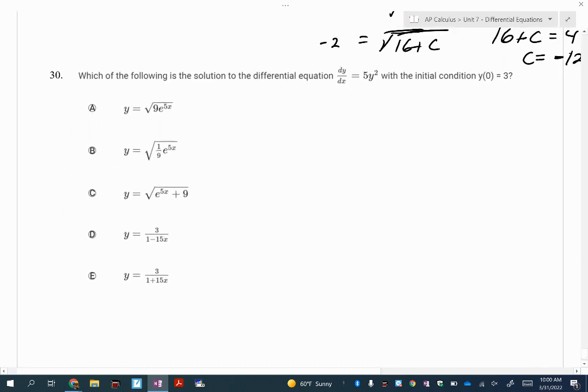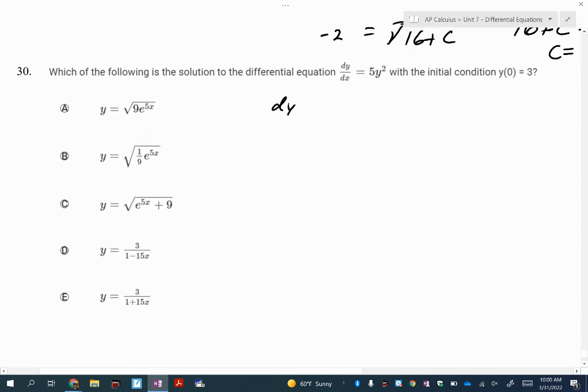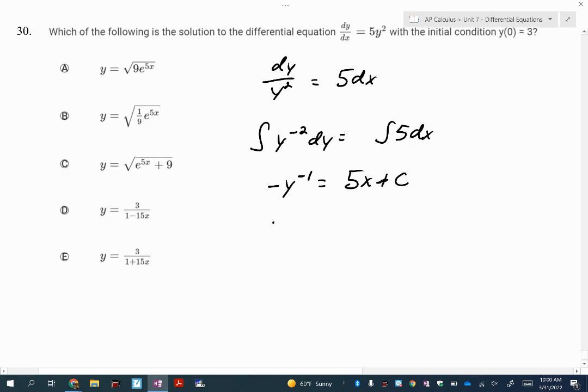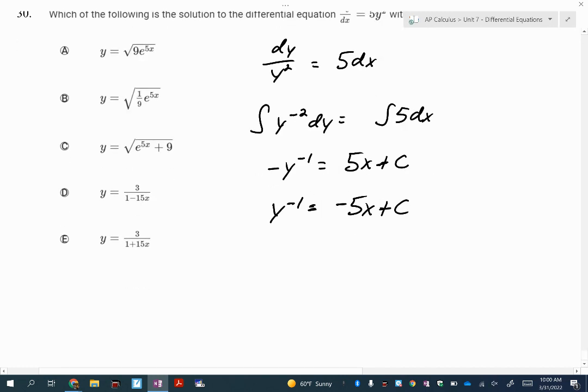And the last one, number 30. All right, I'm going to move the y squared over, leave the 5 with the dx. We've already done this twice now. The integral of y to the negative second power dy. So that's going to be the opposite of y to the negative first power is equal to 5x plus c. Move the negative over, gives you negative 5x plus c. And then I'm going to put this as 1 over negative 5x plus c.